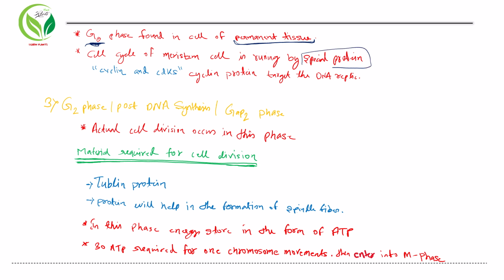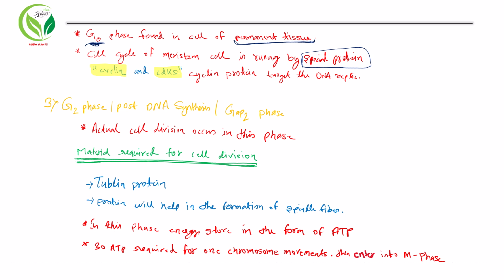So what is this special protein's name? The special proteins are cyclin protein and CDK proteins. So here you can see and note this: cyclin and CDK proteins. These two proteins are running the meristem cell in the cell cycle. Of these two proteins, the prominent protein is cyclin protein.